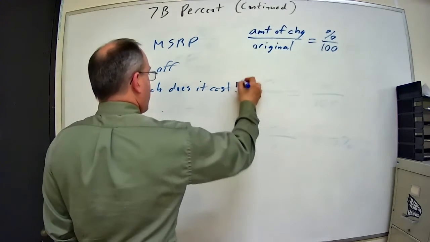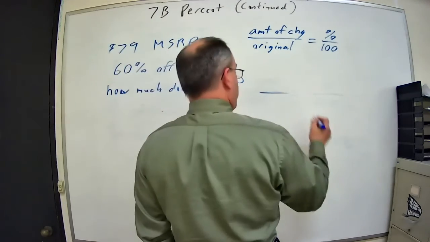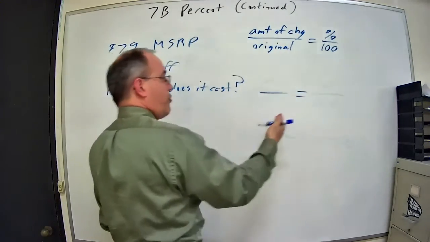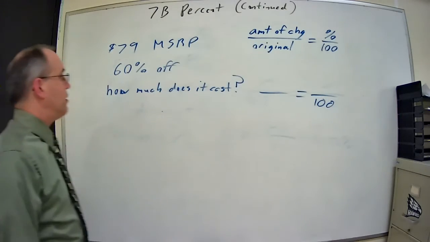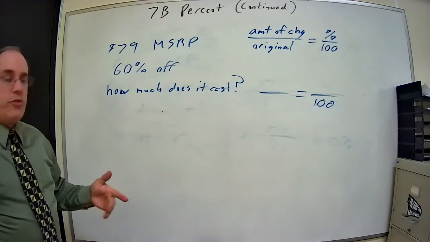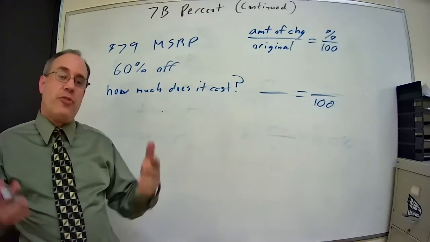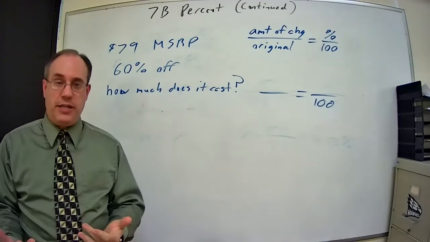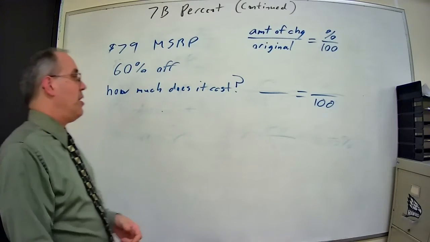So I'm writing, how much does it cost? Okay, so the same type of thing, we're going to do amount of change over original is equal to percent over 100. So we're going to look at this, and the first thing we're going to do is remember that this 60% off is going to give us the amount that we're taking off of the original price. That's not going to be the sale price.